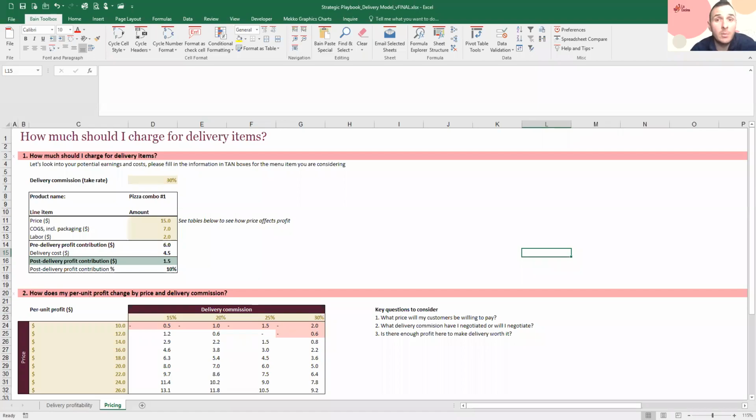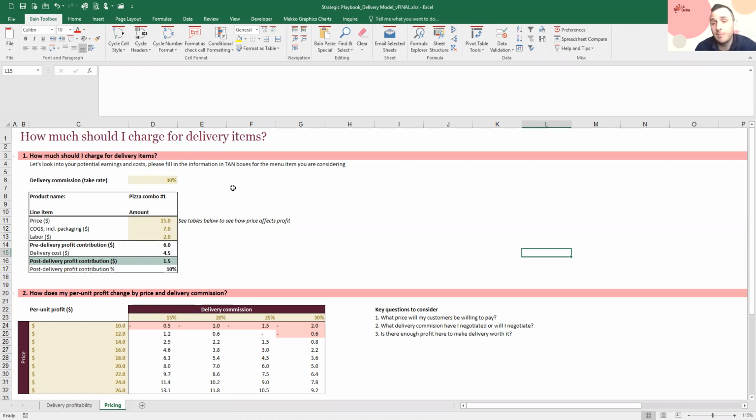On the pricing tab of the delivery model, we've created a lightweight financial model for you to explore how much you should charge for delivery items. Again, like the other Excel model, we have created this in a way so that you can tweak the different assumptions based on what might make sense for your business.